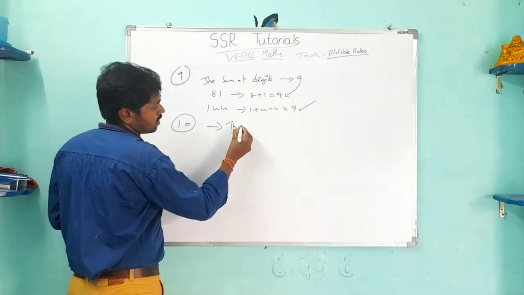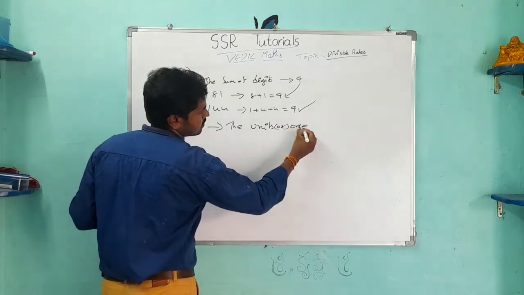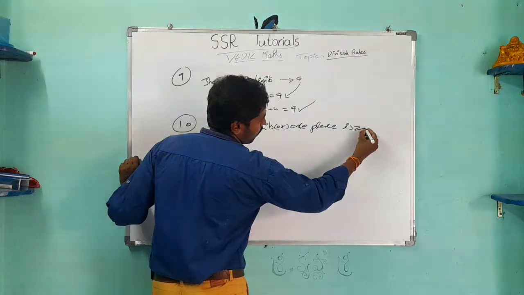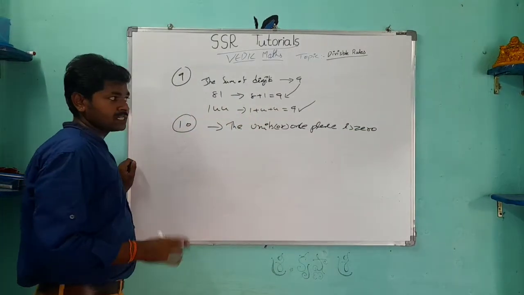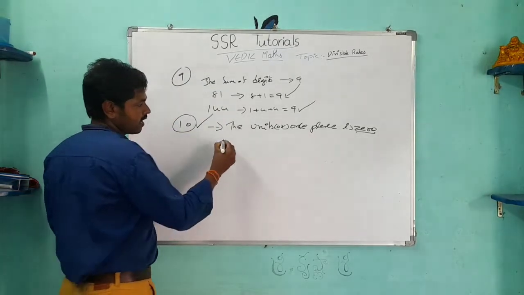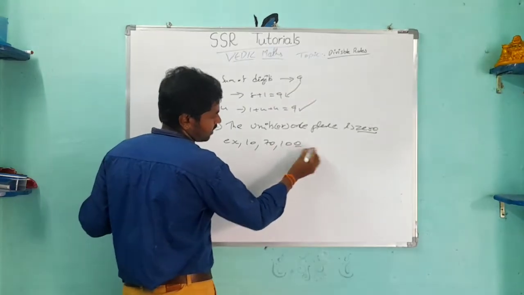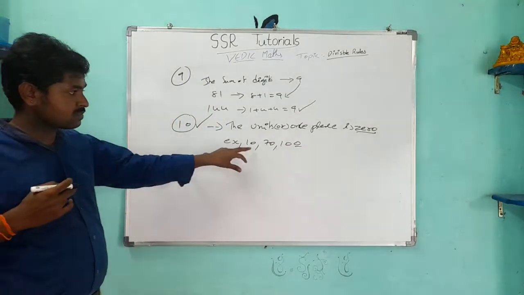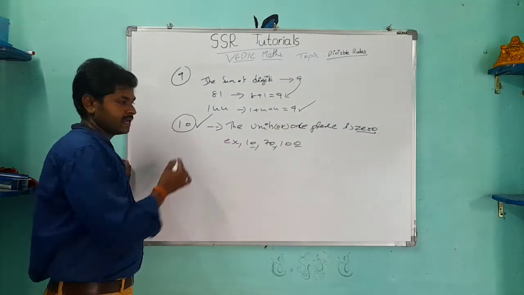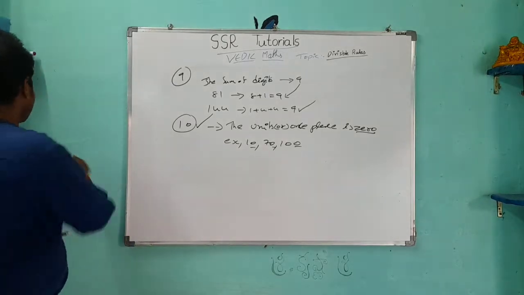What is that? The units or ones place is 0. Usually, if the units place is always 0, the total number is divisible by 10. Example 10, 70, 100. Any number whose last units place is 0 is also divisible by 10. Remaining, 11. I will teach you 11 in more detail.